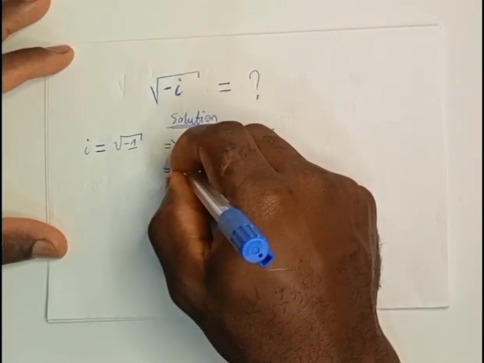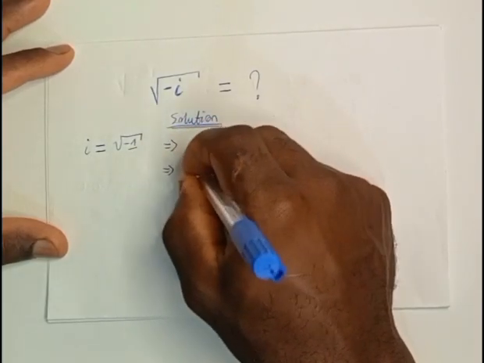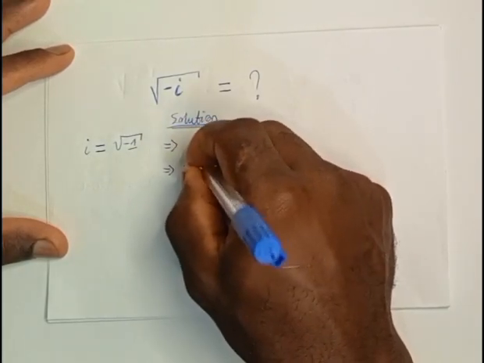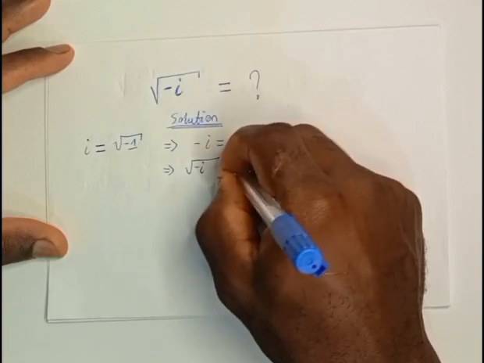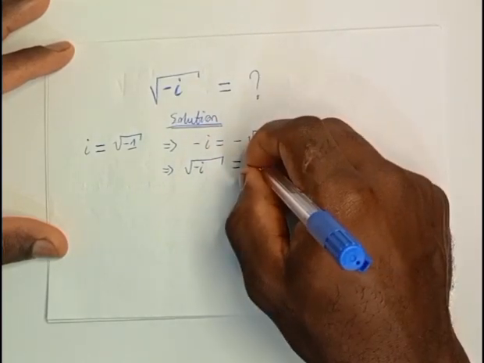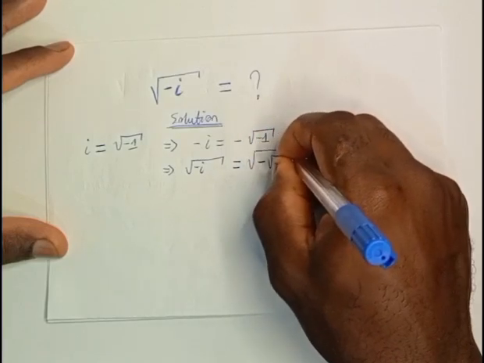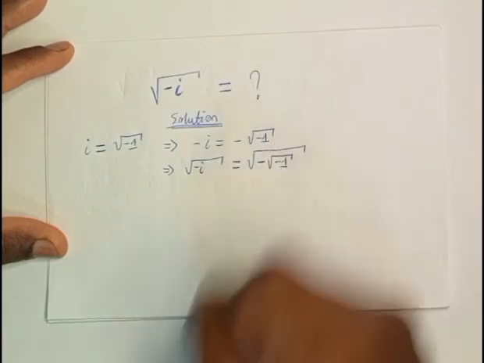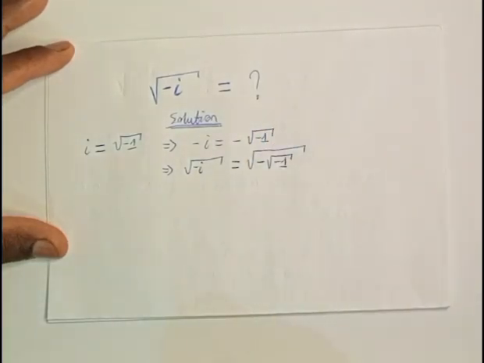Then, the square root of negative i is simply the square root of negative the square root of negative 1. So this is what we are looking for.